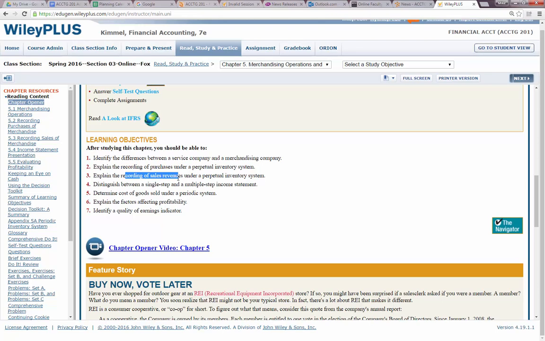And the most important thing is that you know what the sales discounts and returns and all of those things mean and what they look like when they get put into a journal entry. So if you understand that and you understand the terms, you're going to do pretty good on this chapter.